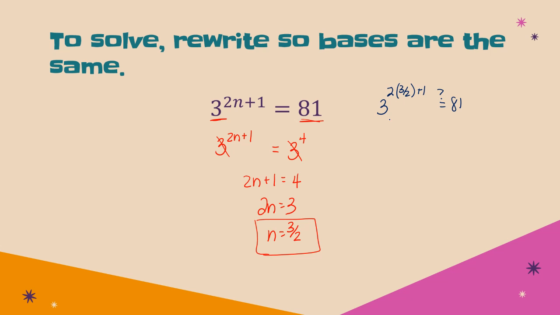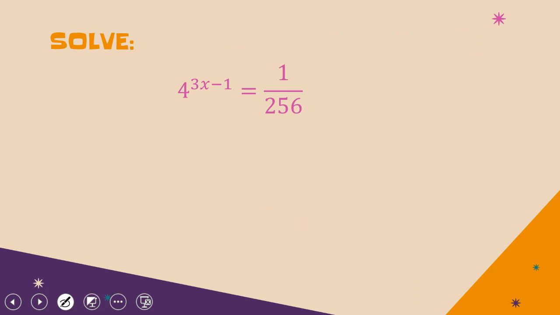So 2 times 3 halves is 3. 3 plus 1 is 4. And I do know that 3 to the 4th is 81 because I looked at my exponent values chart. So I know that I have solved this correctly. Let's try another one. Our base here is 4.